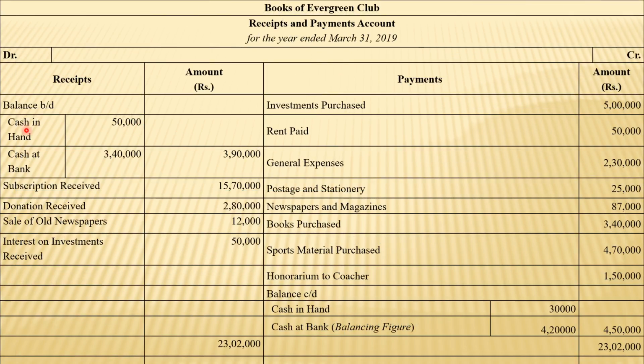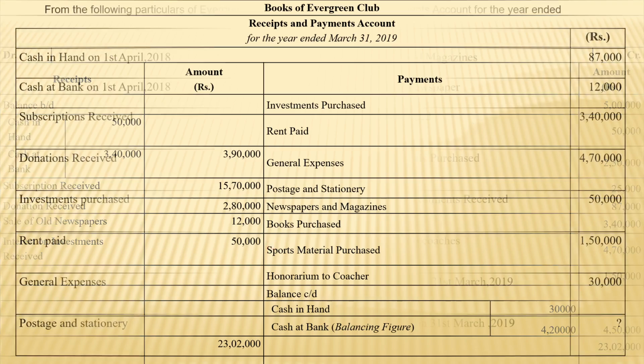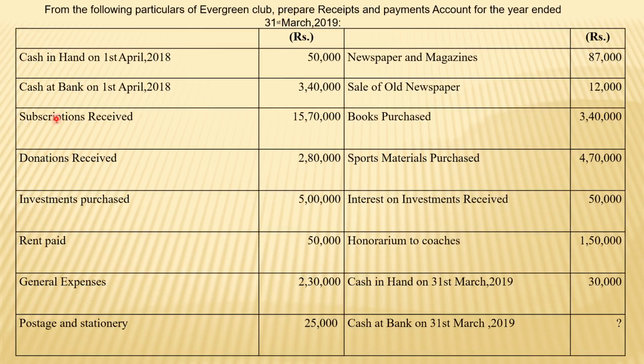First of all, the opening balance, on the receipt side: opening cash balance and opening bank balance are provided, so 3,90,000 together. Now subscription received and donation received, these are all income. So opening cash and bank balance, subscription received, will come on the receipt side. Donation received will come on the receipt side. Investment purchase will come on the payment side. Rent paid, payment side. General expenses, payment side. Postage, stationery, payment side. Newspaper and magazine purchase is on the payment side.